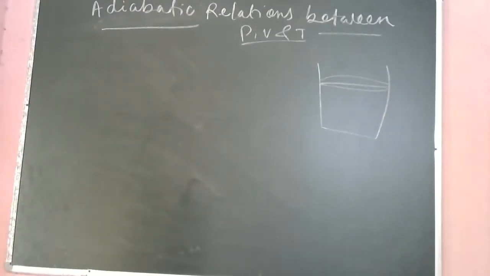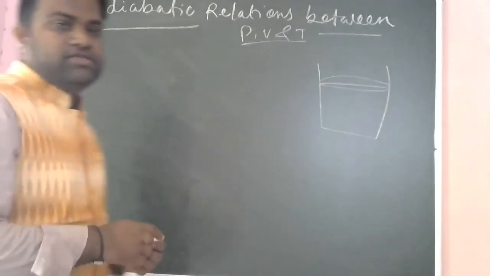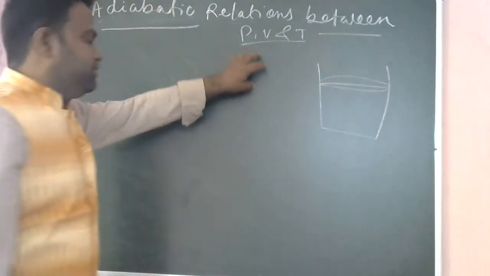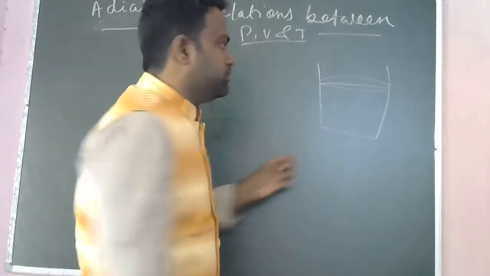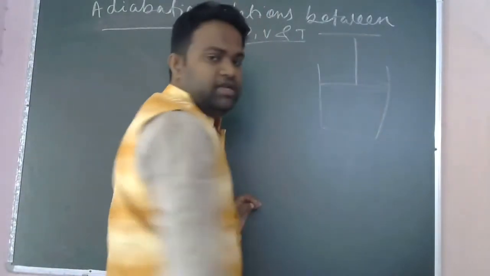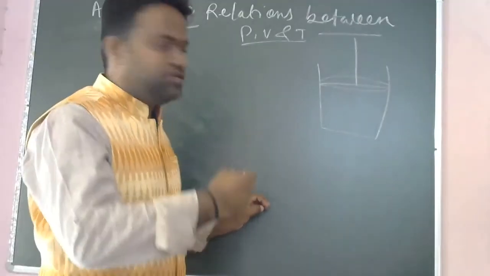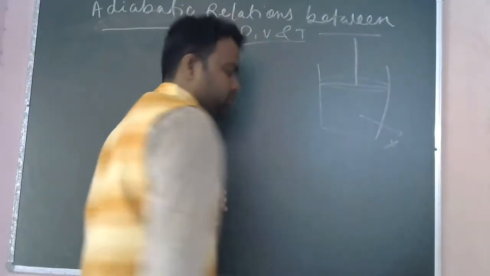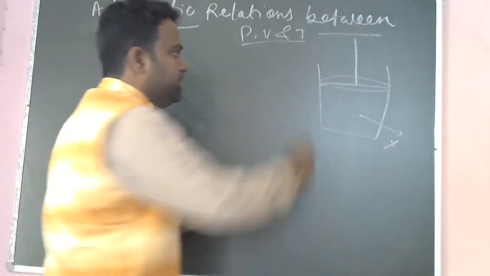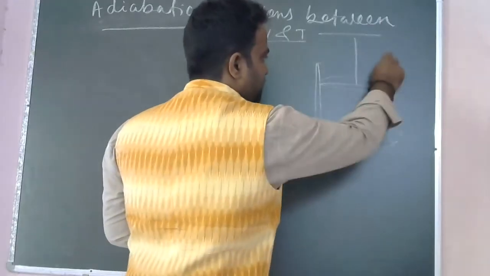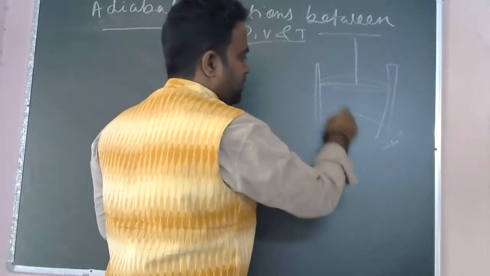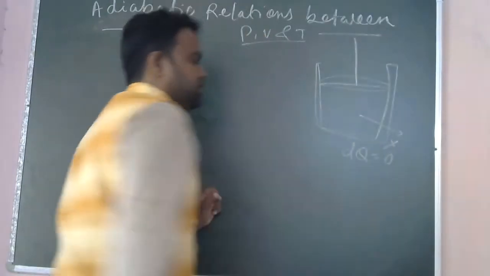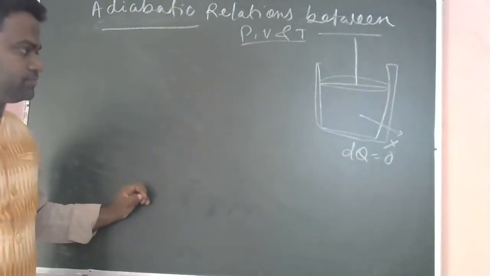So today in this video, we'll discuss the adiabatic relationship between pressure, volume and temperature. We know that in an adiabatic system, the external heat is not allowed to come in, or the inside heat is not allowed to go out. So heat exchange is not possible in an adiabatic system. So here we can write dq is 0 in the adiabatic case.